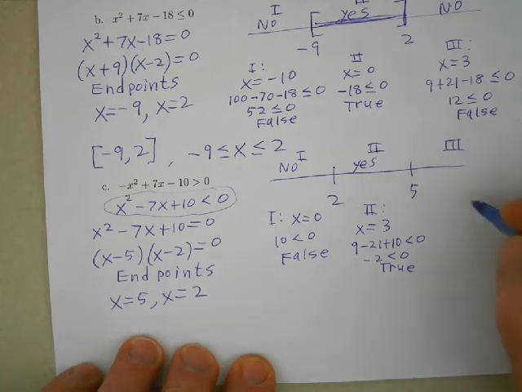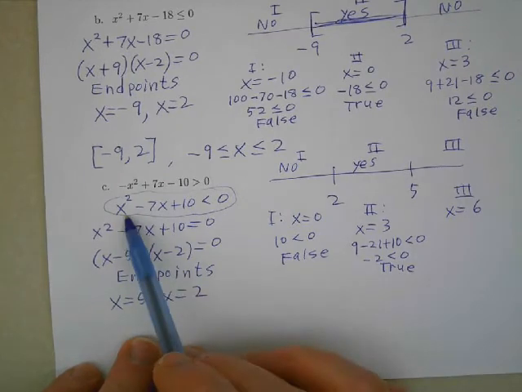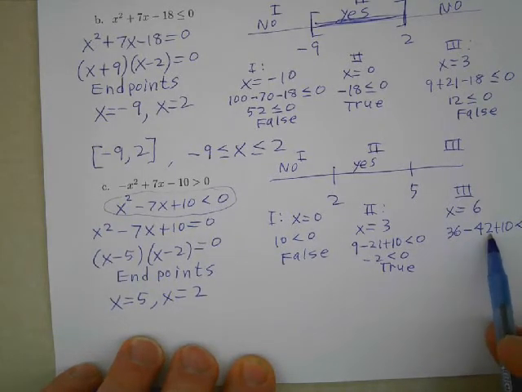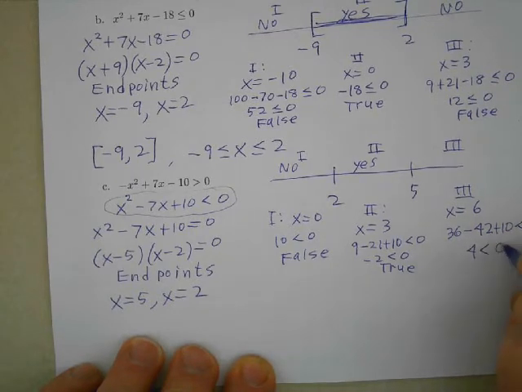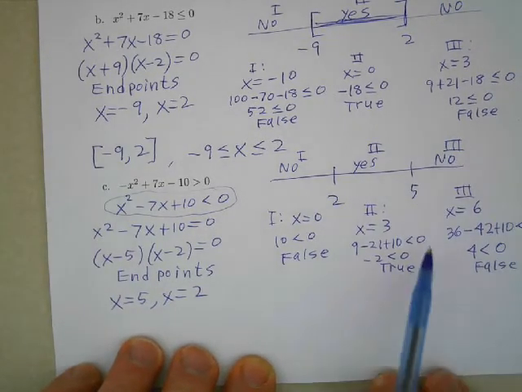Then in the third interval, pick any number greater than 5. I'll pick 6. And then in this inequality, replace x with 6. 6 squared is 36, minus 7 times 6 is minus 42, and then plus 10 less than 0. 36 minus 42 is negative 6. Negative 6 plus 10 is 4. But 4 less than 0 is false. So none of the numbers from 5 to infinity are solutions.